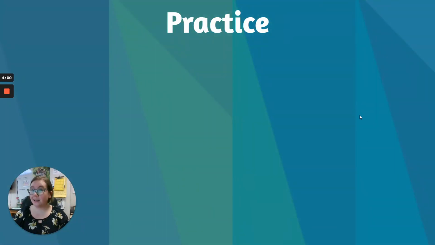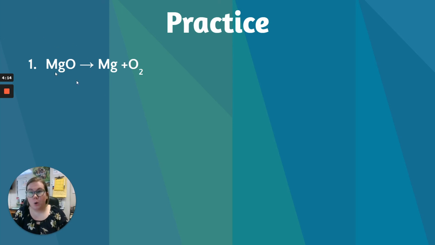All right, let's look at some practice problems here. Now, this could be any of our types of reactions. First one, we have MgO reacts to form Mg and O2. First thing to notice, we have one compound on the reactant side and two elements on the product side. One thing becoming two, it's going to be decomposition.